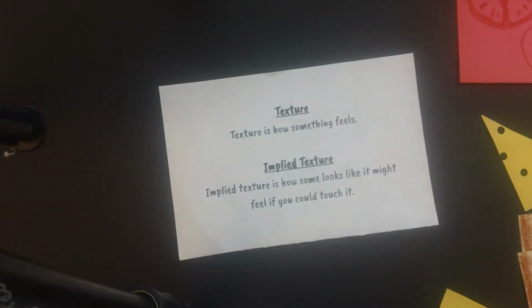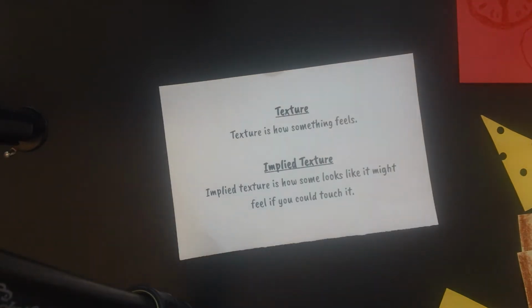Texture is how something feels, and implied texture is how something looks like it might feel. So it's something like if you were going to draw a picture of your dog and you wanted to show that your dog is furry, you would use some type of line to describe that fur. That would be implied texture.